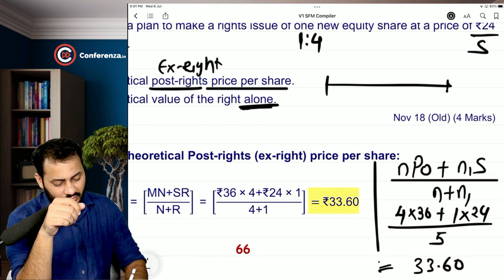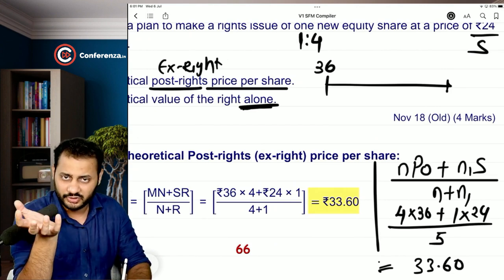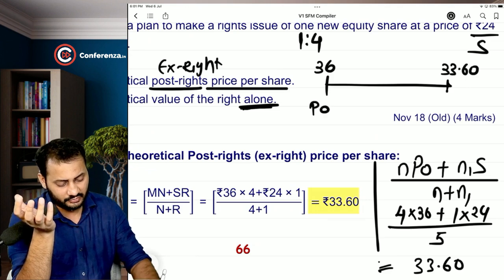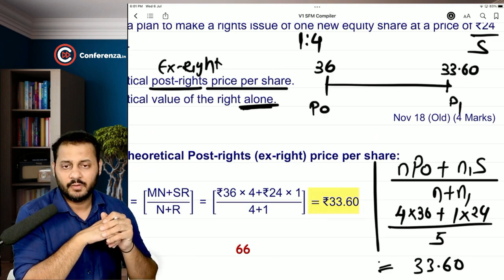So the market price will fall to 33.6. See, it was 36 at this point and you made an announcement. After the ex-rights date, it will be 33.60. So this is P0, this is P1. Are you getting it? Okay, that's cool.